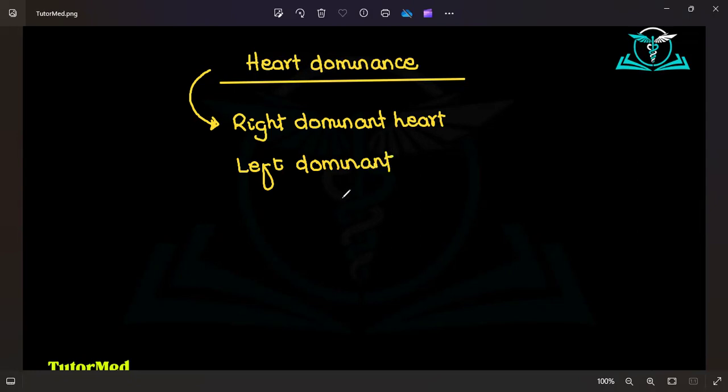The circumflex artery is a branch of which artery? The circumflex artery is a branch of the left coronary artery. Thank you. It's just one of the ways to take you along. And I said co-dominant, okay?